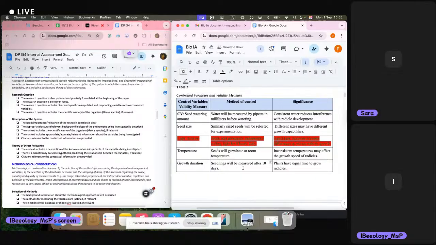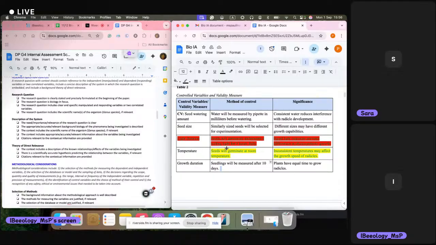Temperature: seeds will germinate at room temperature. What is that room temperature? How was it measured? How is it controlled then? There is no temperature specified here. What temperature are we looking at? Is it between this, or did you specifically control the temperature at 25 degrees for 10 days? Did it range from this temperature?